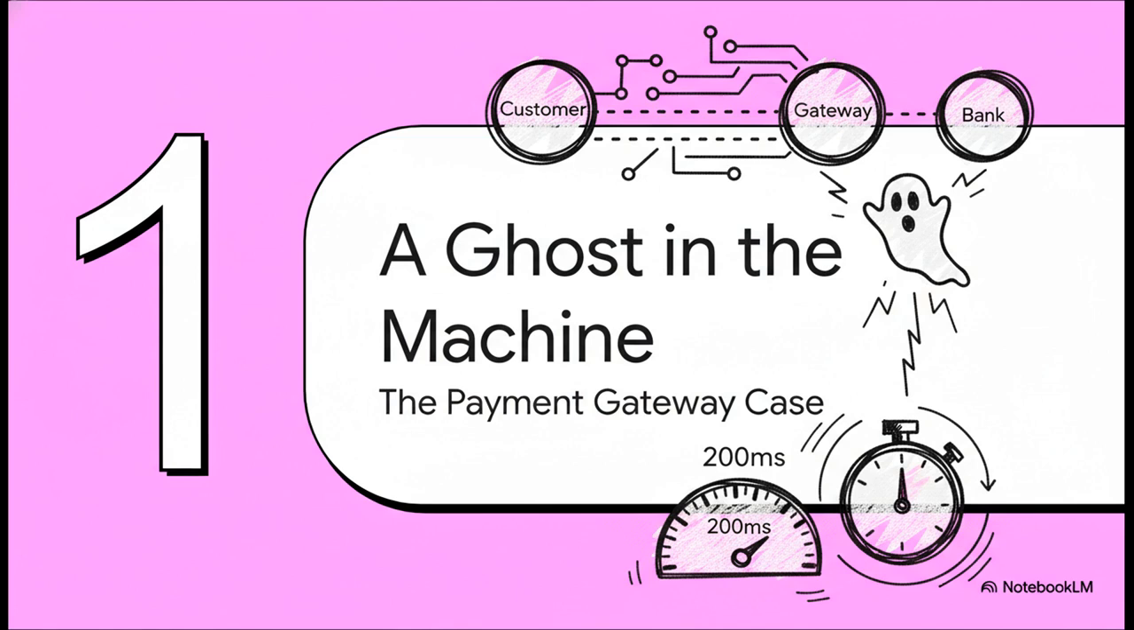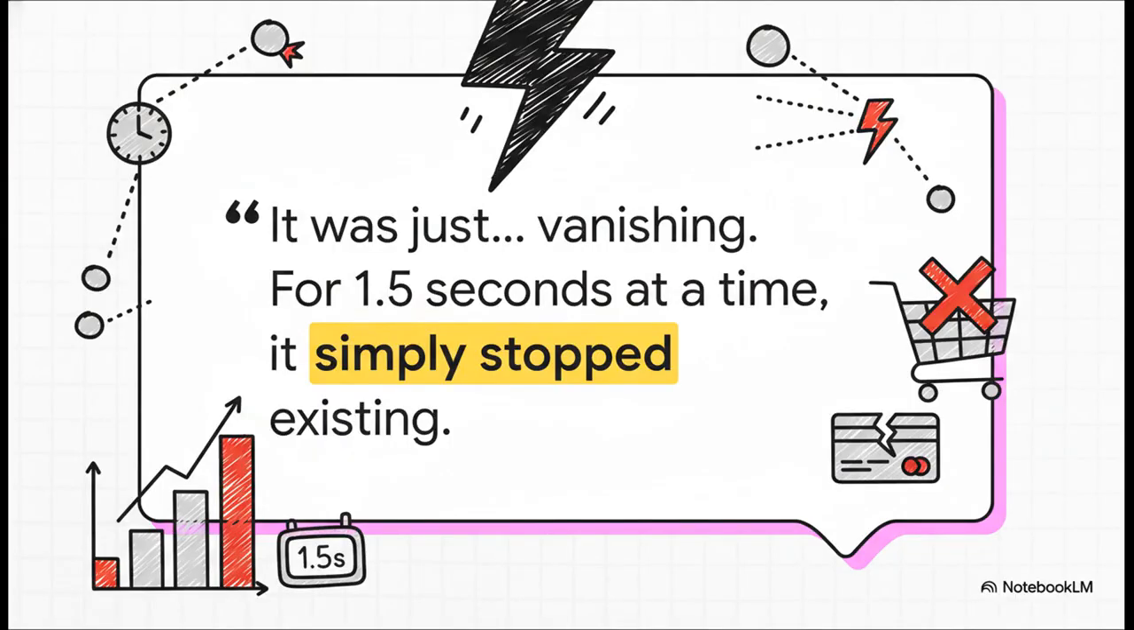So, our story kicks off with a supercritical payment gateway. You know, the service that sits right in the middle of a customer's checkout and the bank. And this thing has a really strict rule. Every single request has to be handled in under 200 milliseconds. No exceptions. For months, everything was humming along just fine. Then, all of a sudden, the alerts start screaming. The P99 latency, that's your slowest requests, spiked from a respectable 50 milliseconds to a disastrous 1.5 seconds.